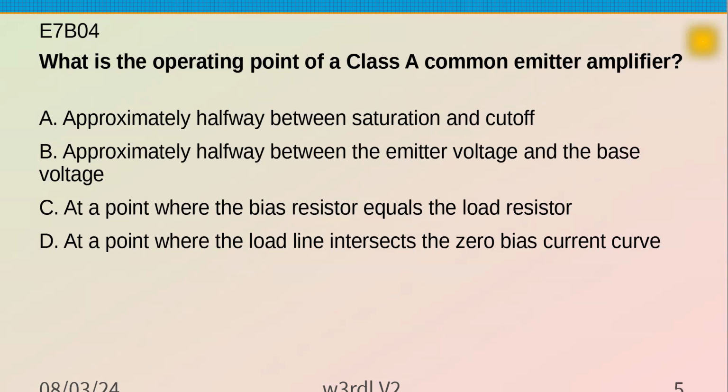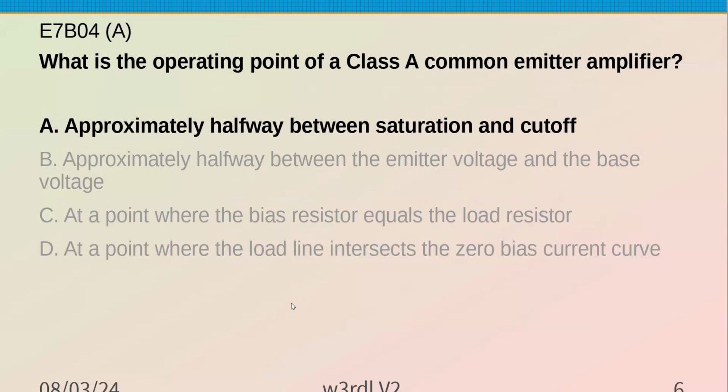So what's the operating point of a class A common emitter amplifier? The one I showed was a common emitter, because the emitter was going either directly to ground or through a resistor that generated self-bias. Okay. Well, you follow it. Remember what saturation and cutoff are?